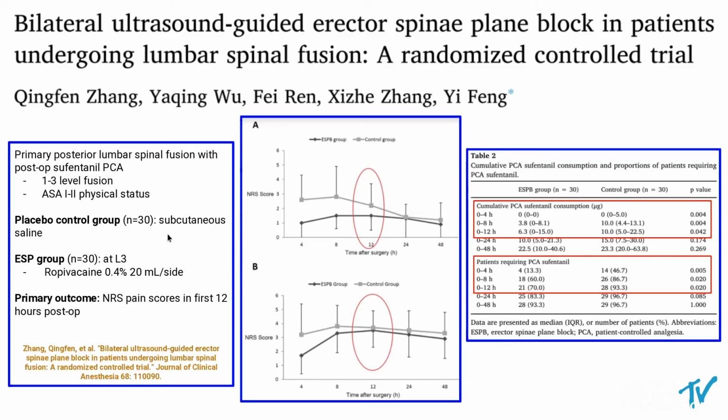30 patients received just a subcutaneous saline placebo block, and then 30 patients received ropivacaine ESP blocks at L3. The primary outcome that they were looking at was pain scores in the first 12 hours postoperatively.